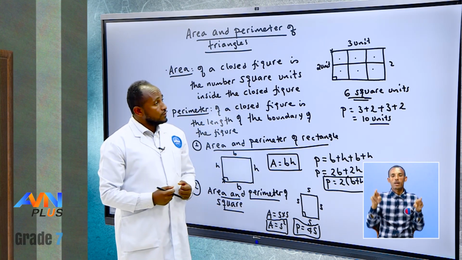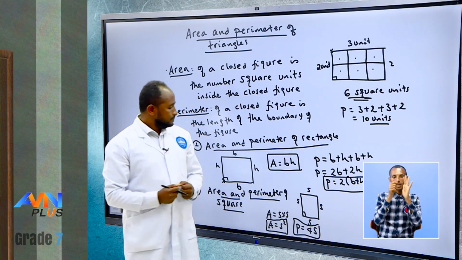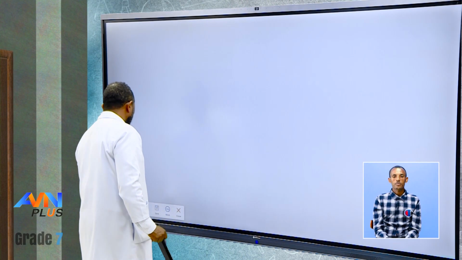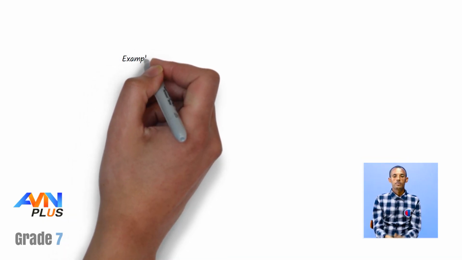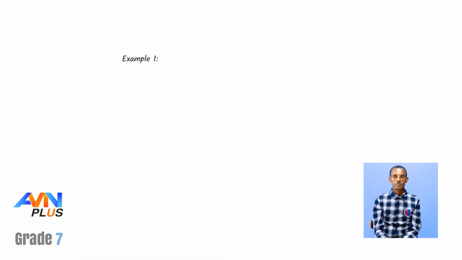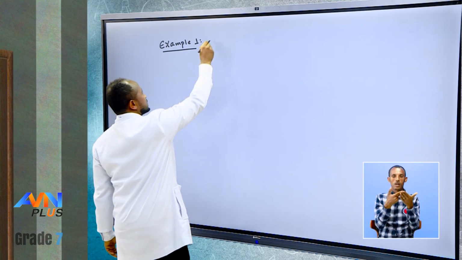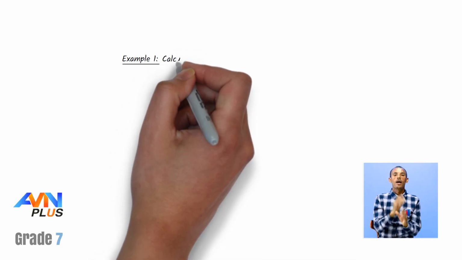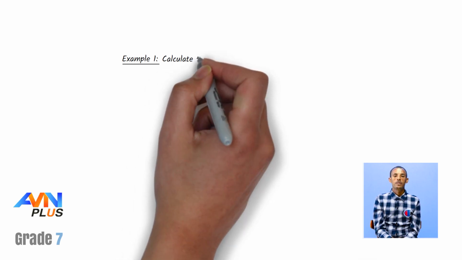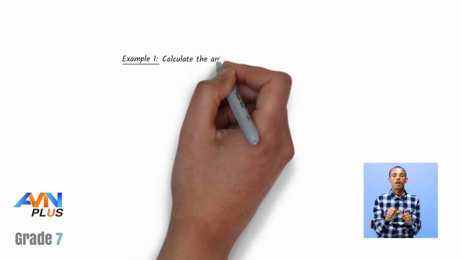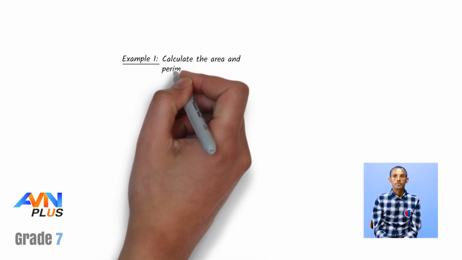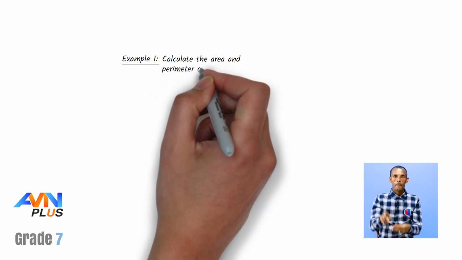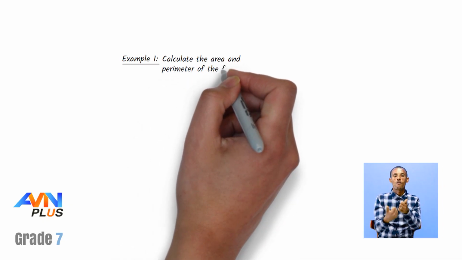Now, I will give you an example for this concept. Example 1. Okay, calculate the area and perimeter of the following rectangle.